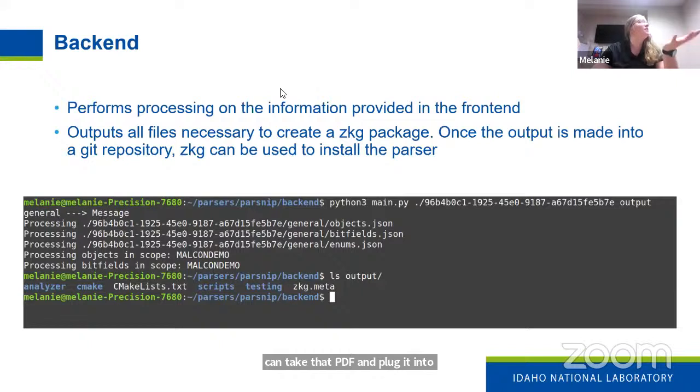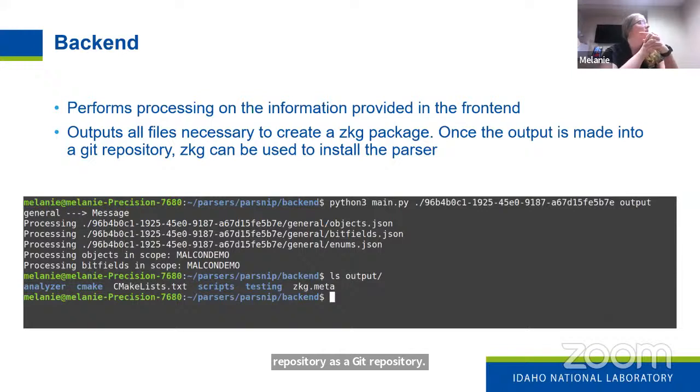And then finally, there's the backend. The backend's super not exciting, but it is the part that actually converts the intermediate language files into Spicy code. It outputs all the files necessary to create a ZKG package and make it installable. So the only thing the user would have to do at the end is to initialize the repository as a Git repository and ensure that it's a clean repository.